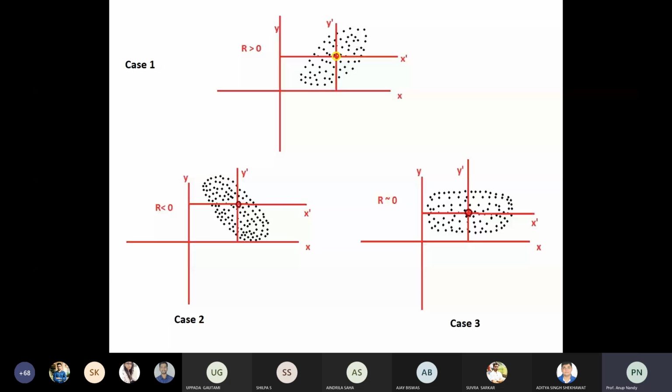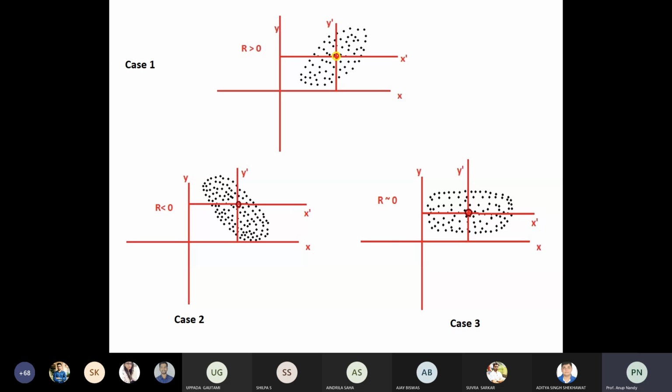But in case 3, as we can see here, all the samples are equally distributed around the mean. Here all the samples are equally distributed around the mean x bar comma y bar. So this is case 1, case 2, and this case 3.